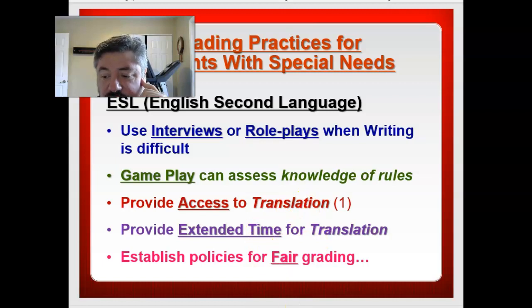Do you have a professional translator or student translator? Can you get access to that for your class? In most small school districts, that becomes a financial challenge, but in some larger school districts where there's a group of students that have the same primary language, you might have a translator. Make sure you provide extended time for translation when English isn't their first language. So it might be you provide them extra time on tests or assignments. And then try to do everything you can to establish policies, guidelines, and processes for fair grading for ESL students.